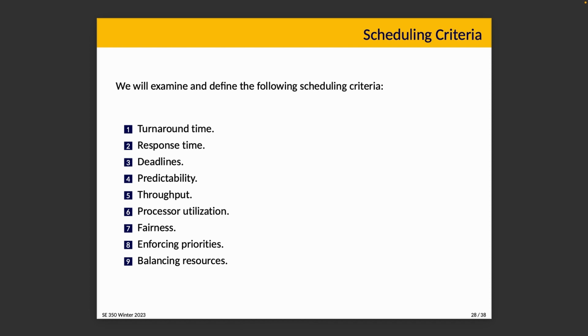Number 1 is turnaround time. And turnaround time is the amount of time between starting a thread and when it finishes. So this is the execution time plus the amount of time waiting for resources, where resources are things like processor, I/O, etc. So wall clock time matters here.